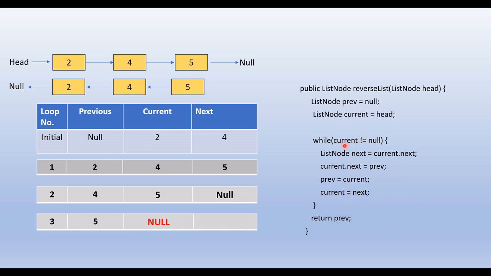When it tries to enter the loop for the fourth time, since the current node value is already null, it won't be able to enter the while loop. It will come outside and simply return the previous value. Previous value was 5. So now 5 will act as your head, and if you check the next node of 5, it will show as 4. For 4, if you check the next node, it will be 2. For 2, if you check the next node, it will be null. So you can see that the given linked list has been completely reversed.